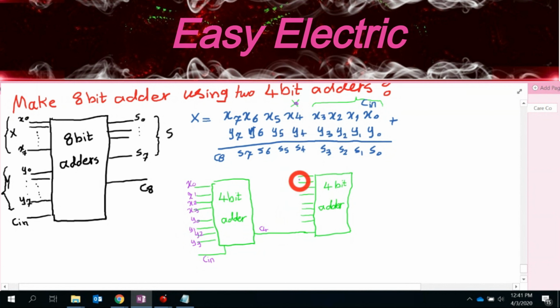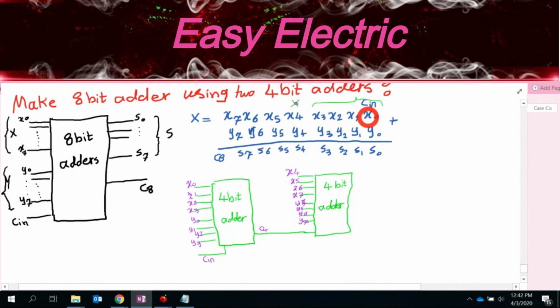What should be the inputs here? These 4 should be what? Start with which number? Yeah, definitely should be the second one, which is x4, x5, x6, x7, and the same thing here, y4, y5, y6, and y7. Okay, so just forget here about the output.